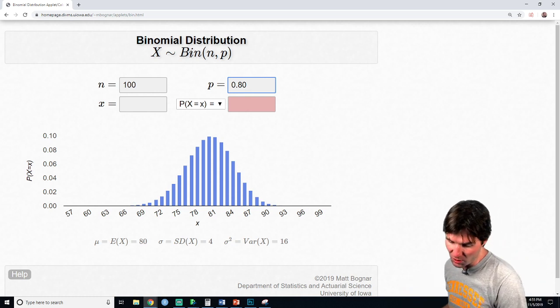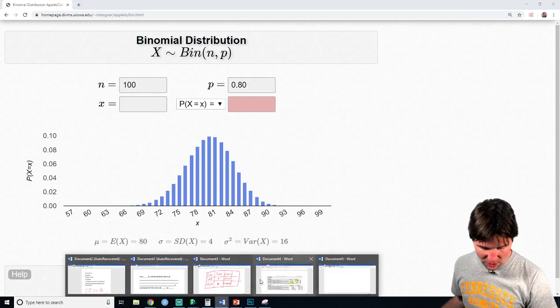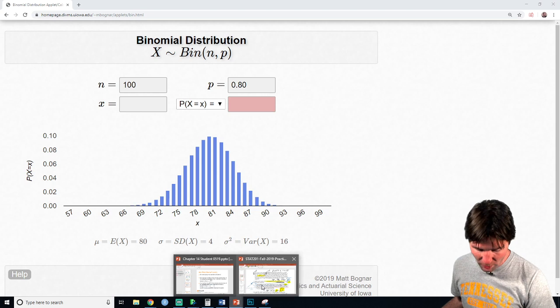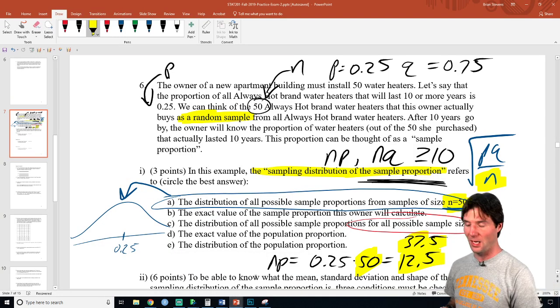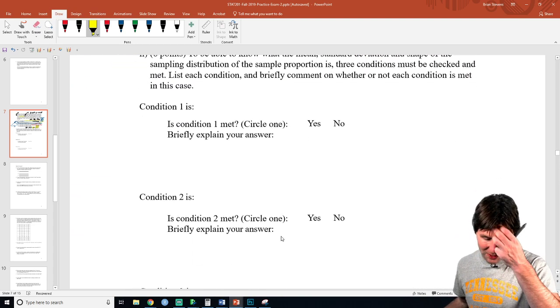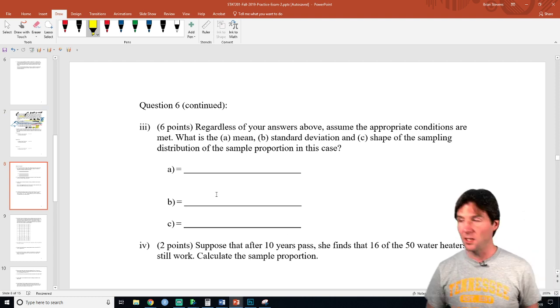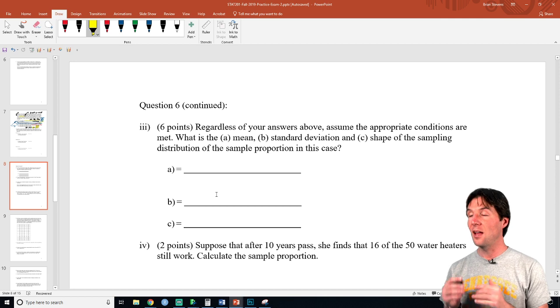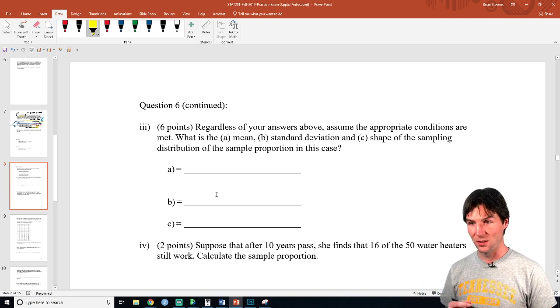So it works on other distributions too that have very similar conditions for them. But people always say, why does this all matter? And I say, so we can use the normal, so we can use the 68, 95, 99.7 rule on it. To be able to know the mean and the standard deviation, we need to pass the conditions. We just did that here: random, 10%, success failure. And now it says we need to find the mean, standard deviation, and the shape of it. Remember, if we pass the conditions, we'll do that.